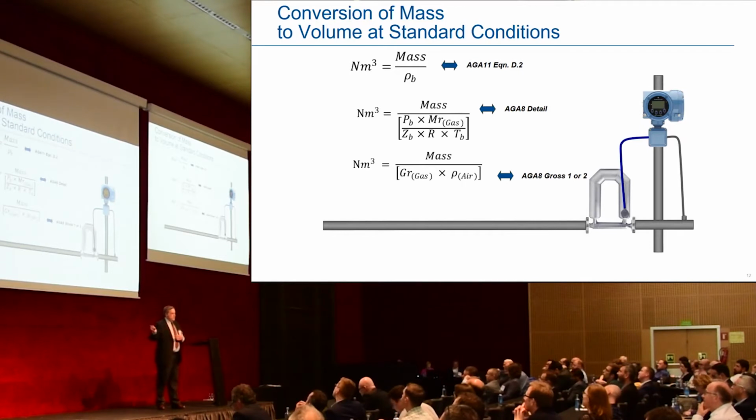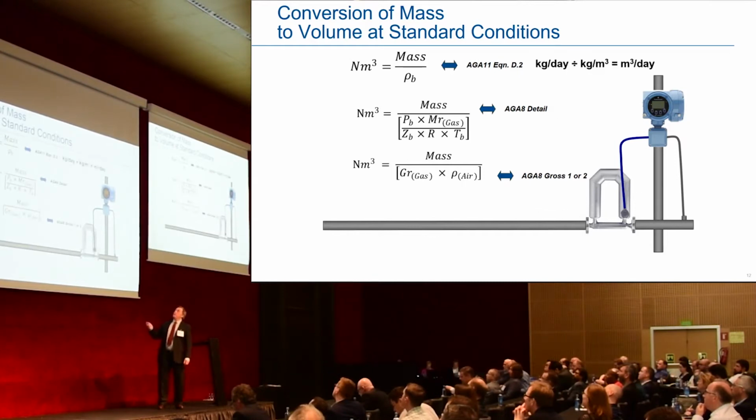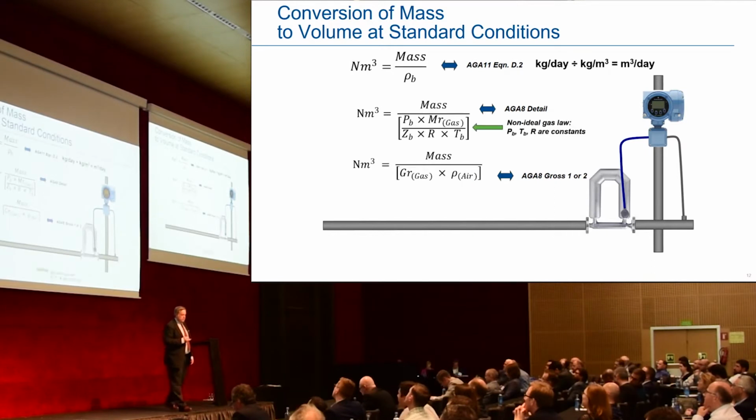If you were to divide mass by the actual density, which is the density at line conditions and subject to change as pressure and temperature change, then this value would be the actual volume. But most people are after the normal cubic meters. So you can skip that entirely. Here's an example where you have a flow rate of kilograms per day divided by the kilograms per cubic meter, and you end up with cubic meters per day.